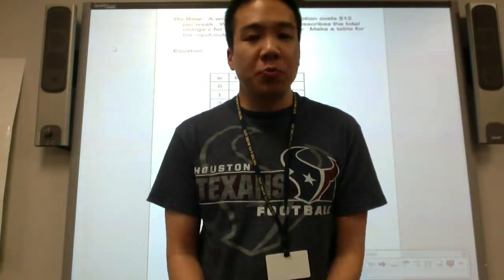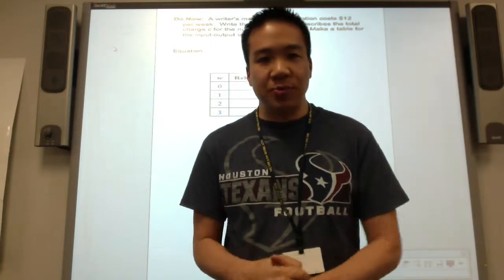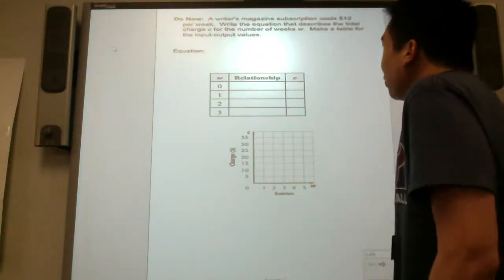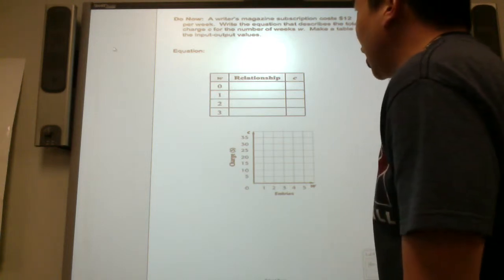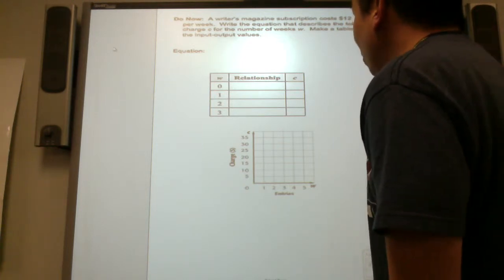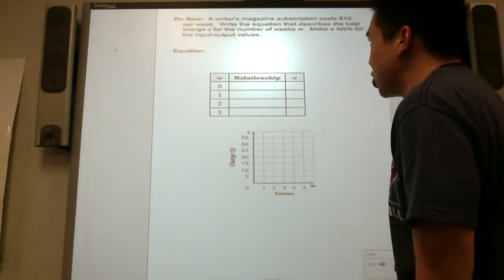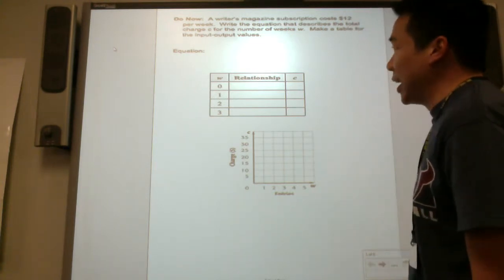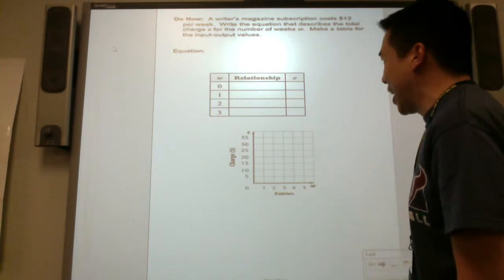We're going to talk about multiple representation. So we're still on algebraic relationships. Before that, let's do our Do Now, talk about equations. A writer's magazine subscription costs $12 per week. Write the equation that describes the total cost C for the number of weeks W. Make a table for the input/output values.